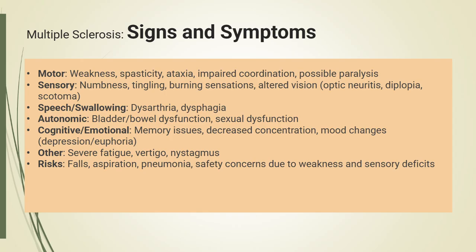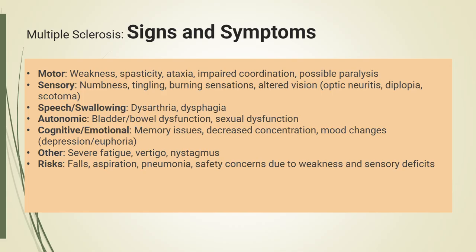It's important to remember that multiple sclerosis affects each patient differently. The symptoms depend on the location of the demyelinating lesions within the central nervous system. Because these lesions can occur anywhere in the brain or spinal cord, multiple sclerosis can produce a wide range of neurological deficits. Symptoms may develop gradually over weeks to months, or they may appear suddenly during a relapse. Some symptoms may improve during remission, while others become permanent as scar tissue builds up.